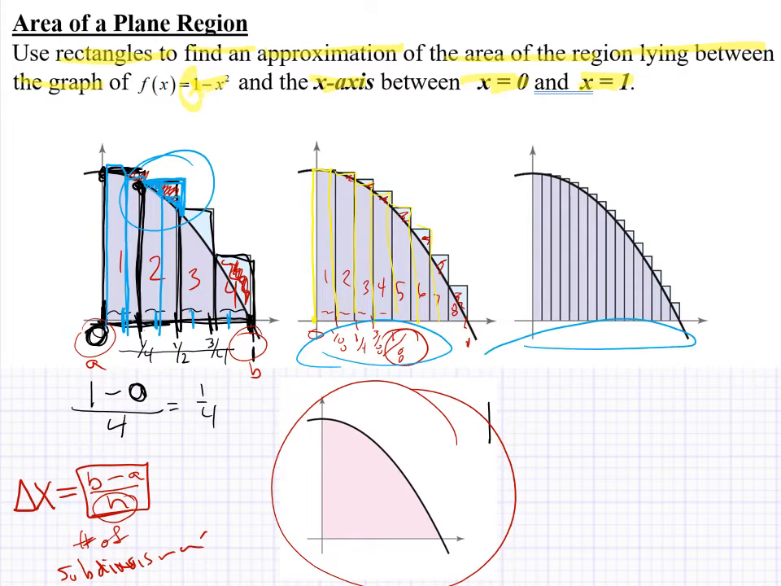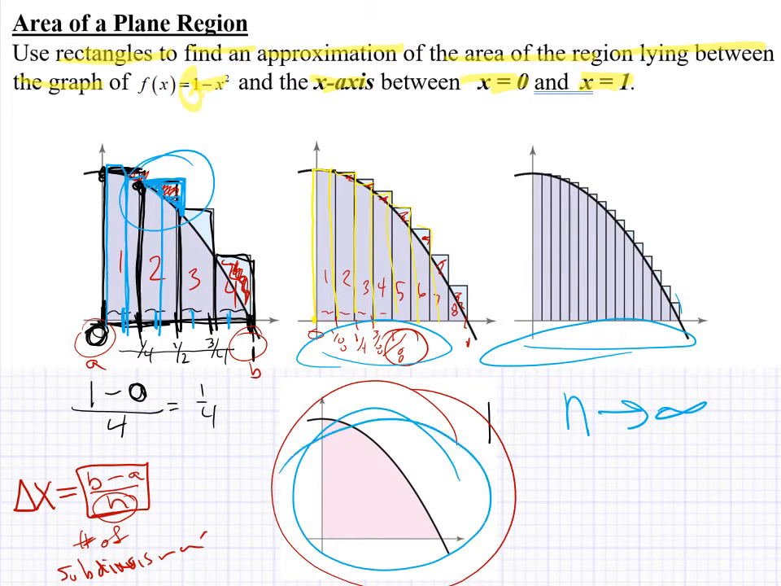I can get more rectangles in the picture. In this case, the number of subdivisions would be 16, so I'm doubling it again. And if I keep doing this, I'm going to let the number of subdivisions, which is n, go to infinity. Eventually, the overestimate will be so small that I'll get really close, if not exactly, to my area.